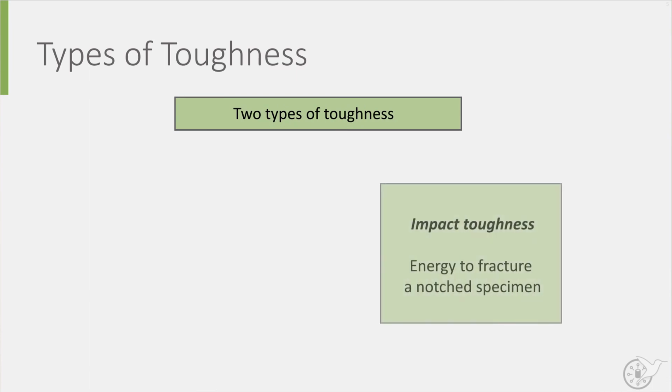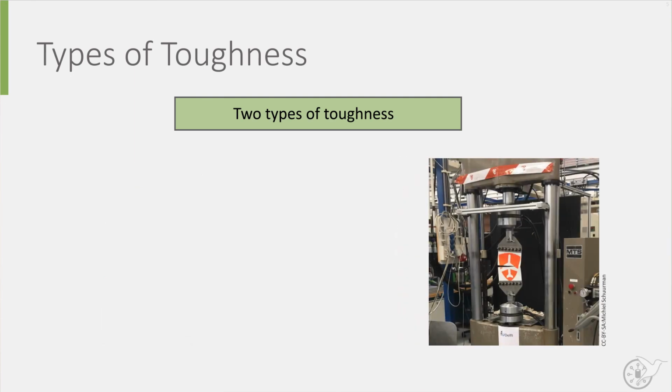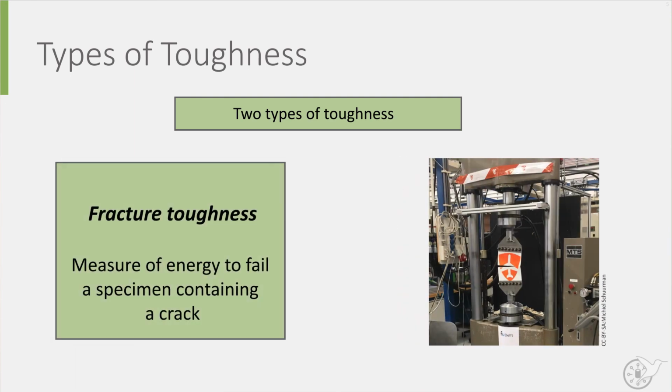First, impact toughness, which is measured by carrying out a Charpy impact test. This involves having a swing hammer device hitting a notched specimen and measuring the energy needed to break the specimen. Secondly, fracture toughness, which is determined by measuring the energy needed to fail a specimen containing a crack, as you can see in the picture.